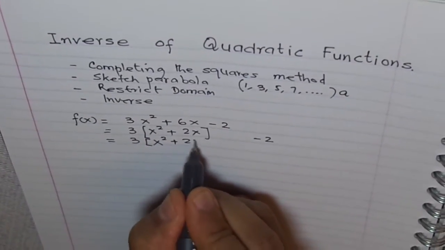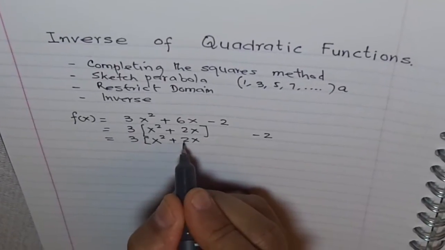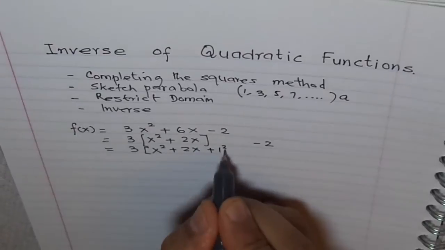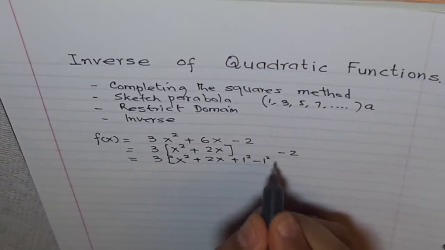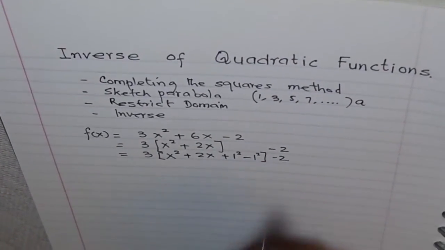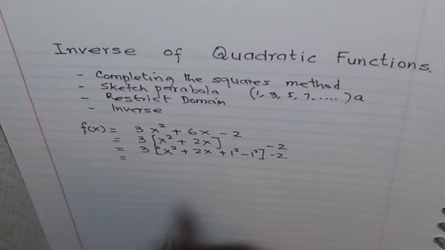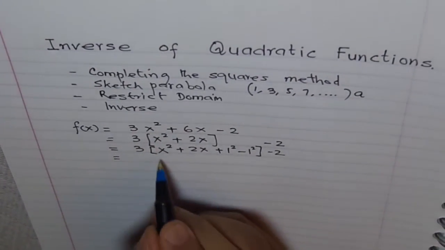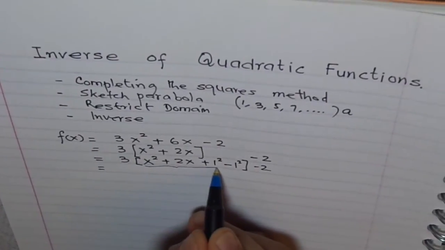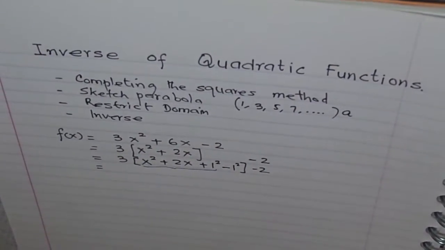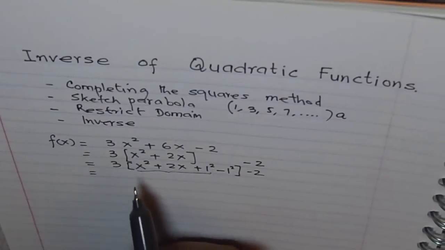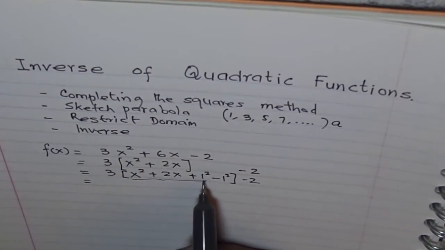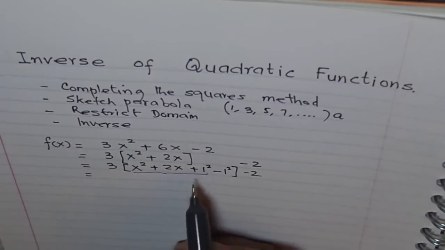So what is half of 2? Half of 2 is 1. And so we'll add and subtract 1 squared. Now you can see these three terms form a perfect square. This is x squared, and this is 2 times x and 1, 2x, and this is 1 squared.